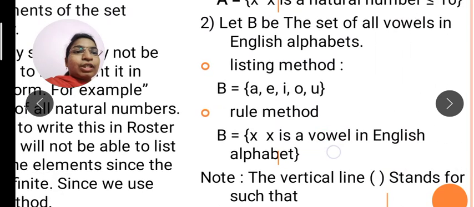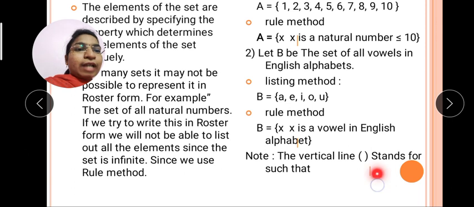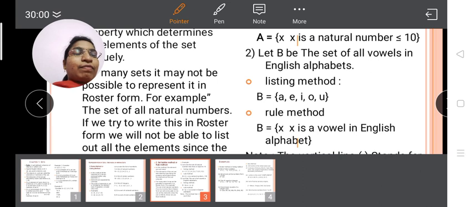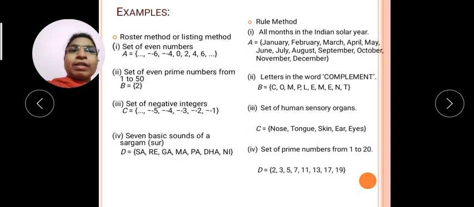This is a specific condition you have to mention in the rule method. So the standing line stands for "such that". Okay, students. Today what we learned: what is a set, how to denote the set, how to denote the element of a set, and the types of set representation. There are two: first is the listing method and second is the rule method.